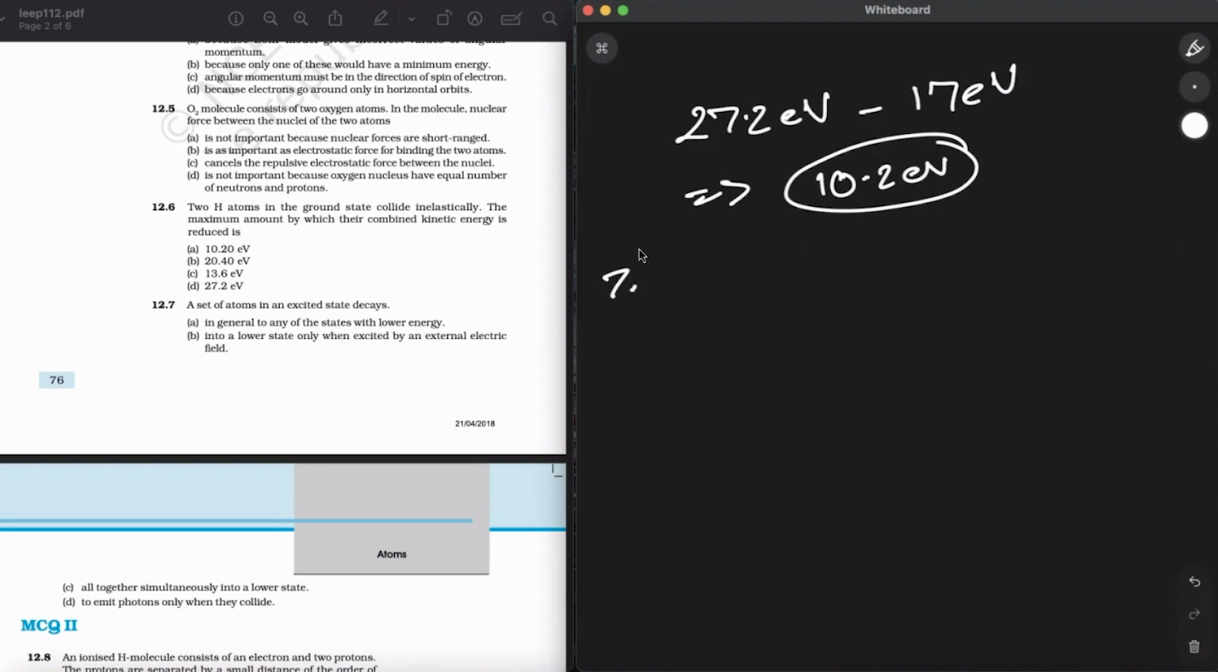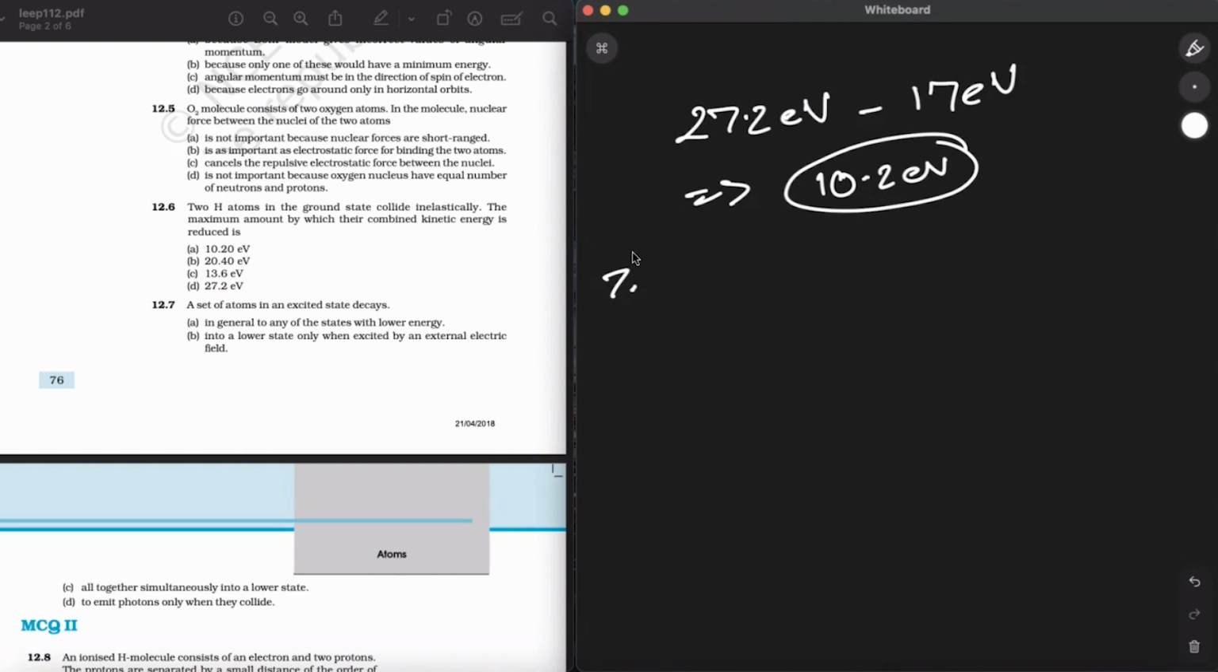Okay, so there is a set of atoms in an excited state. A set of atoms in an excited state decays in general to any of the states with lower energy. Alright, so 4 options are there. Into a lower state only when excited by an external electric field. Altogether simultaneously into a lower state, so emit photons only when they collide.